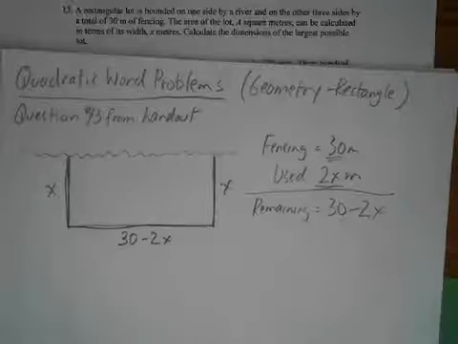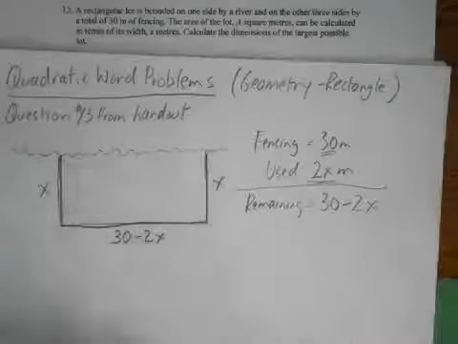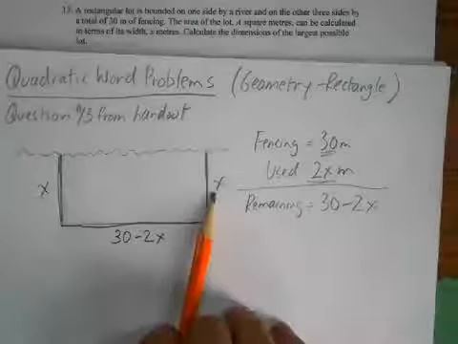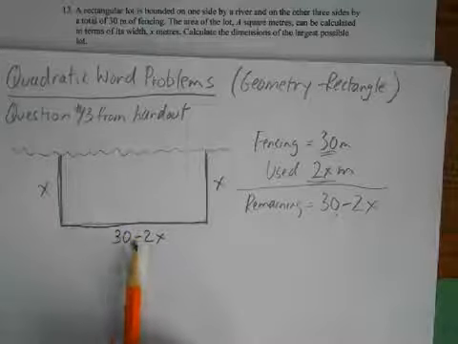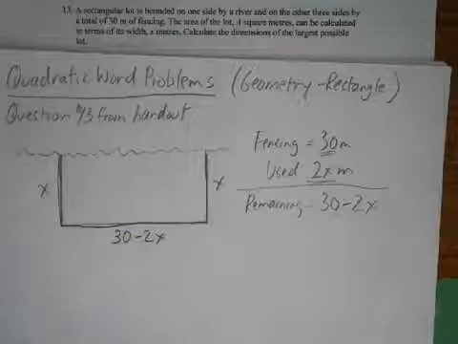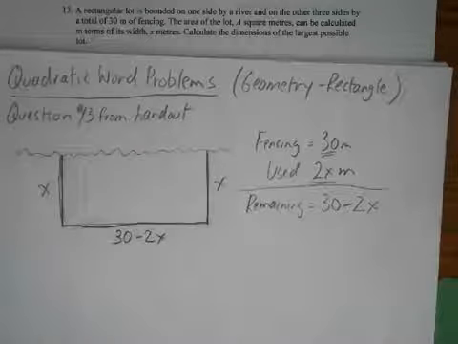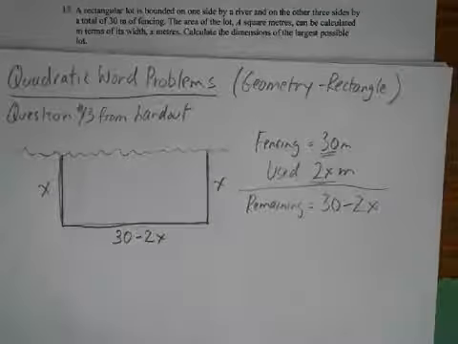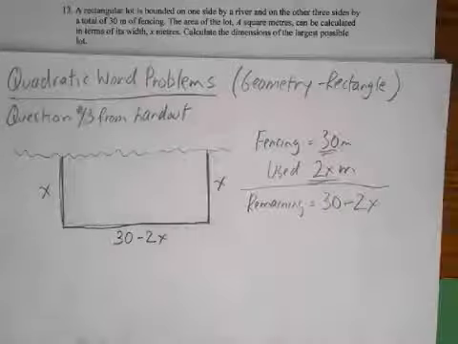Now, an easy way to check if you've done this right: if you add up these three sides, it should add up to 30 meters. So I've got x plus x, which is 2x, plus 30 minus 2x. Well, the x's all cancel, and you've got 30. So you know you're right, because you added them all up and got 30, which is how much fence you should have. If you add an extra x in there or something, something went wrong.